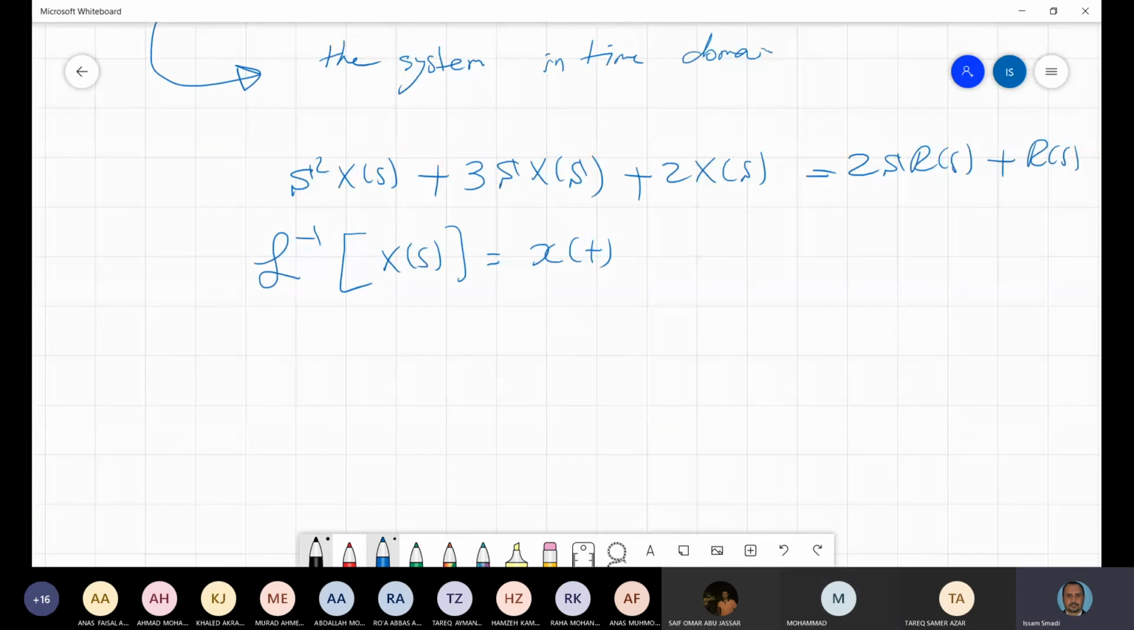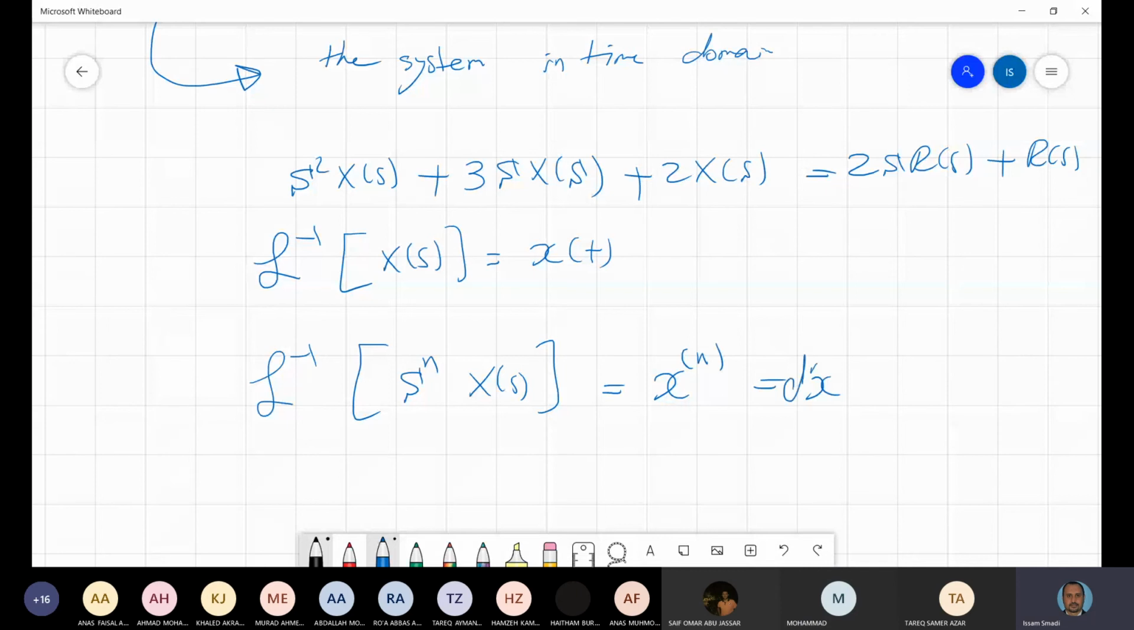Correct. Laplace inverse of s to the power n X(s) is what? It is the derivative, x to the power n, which is d^n x over dt^n, correct? Which is the nth derivative, the nth derivative.